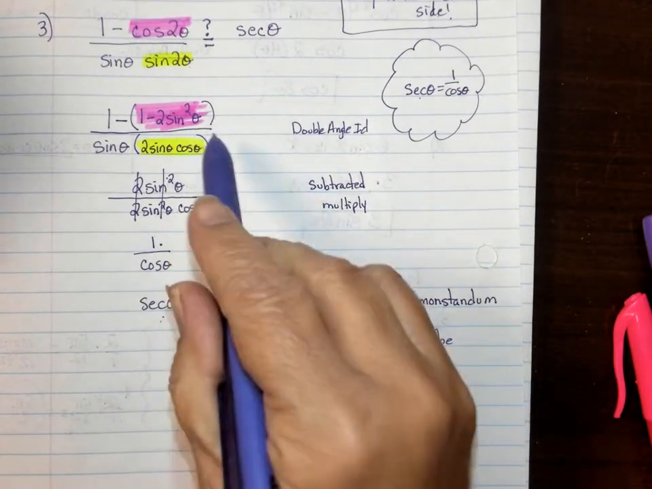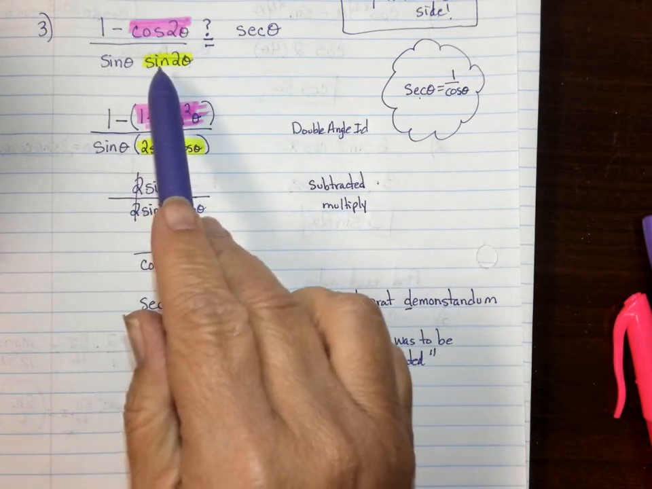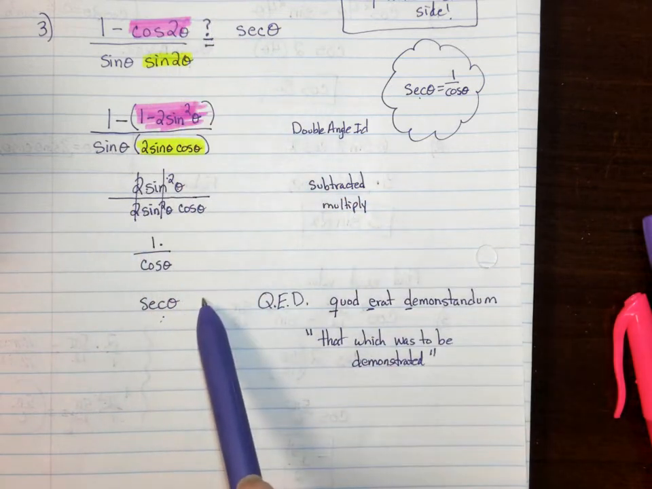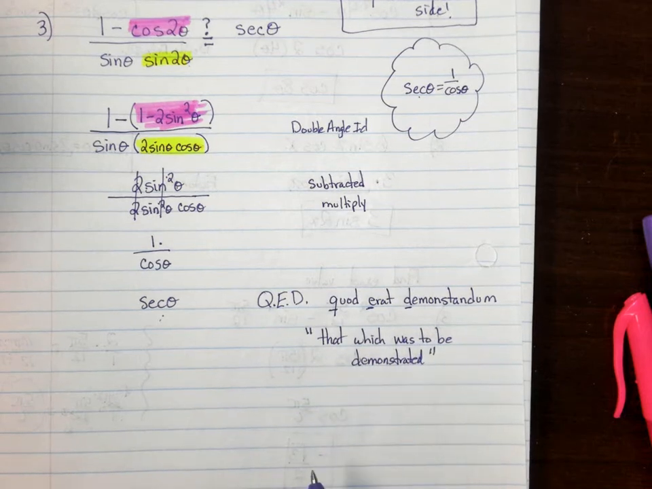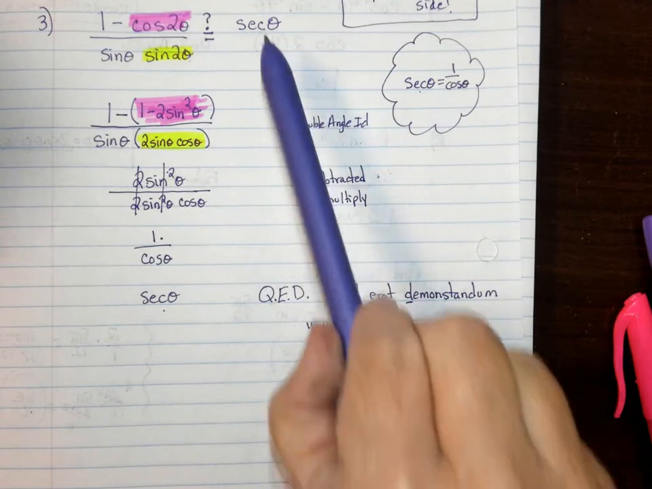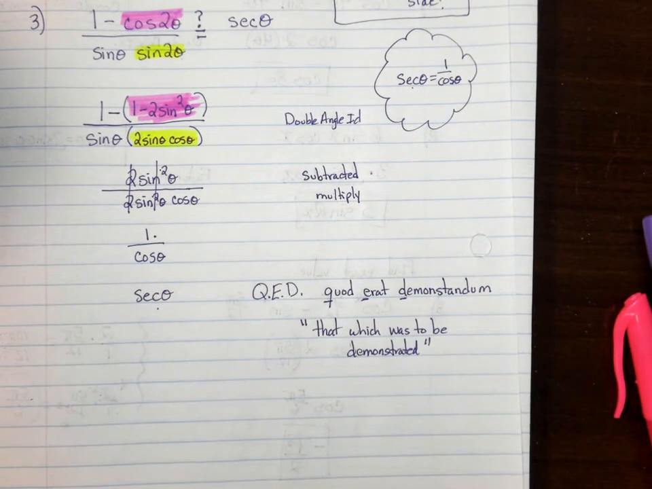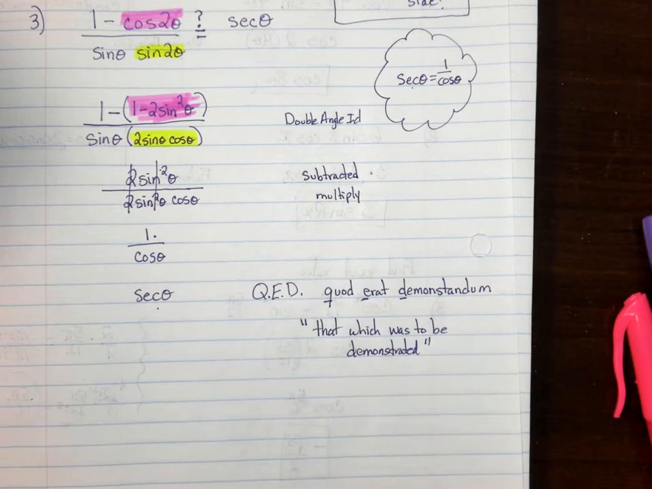So we were to demonstrate that 1 minus cosine 2 theta over sine theta sine 2 theta equals secant theta. So when we get down to secant theta, QED, that which was to be demonstrated. Basically you do all this and it's like mic dropped, there it is. You wanted me to get to secant theta? Ta-da! I got to secant theta. QED, Latin.